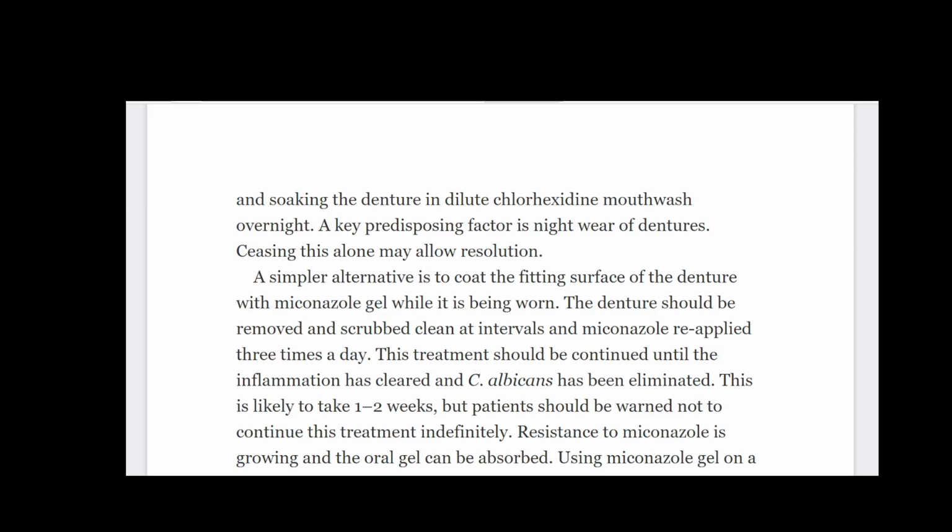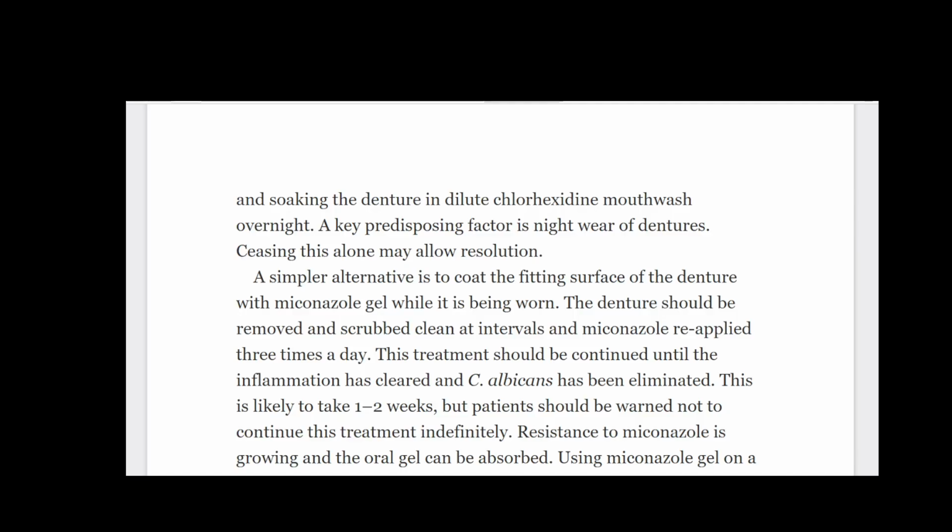A simpler alternative is to coat the fitting surface of the denture with miconazole gel while it is being worn. The denture should be removed and scrubbed clean at intervals and miconazole reapplied 3 times a day. This treatment should be continued until the inflammation has cleared and C. albicans has been eliminated. This is likely to take 1 to 2 weeks, but patients should be warned not to continue this treatment indefinitely.